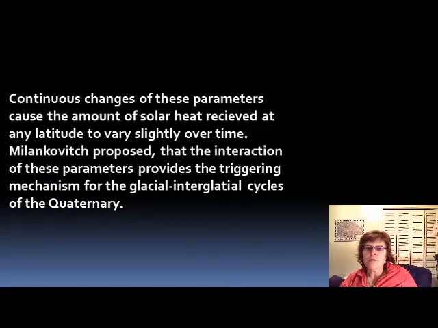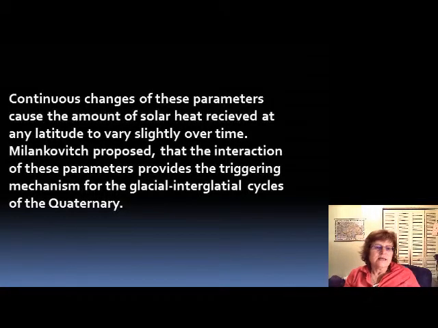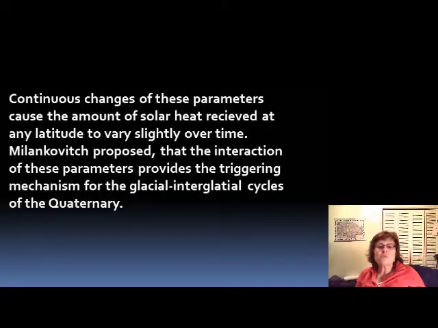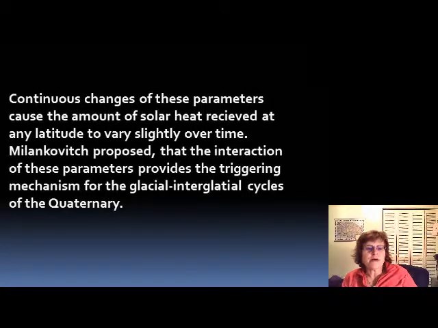You have to imagine that continuous changes of these parameters cause the amount of solar heat received at any latitude to vary slightly over time. Milankovitch proposed that the interaction of these parameters provides the triggering mechanism for the glacial, interglacial cycles of the Quaternary. And I really truly believe that he was right.